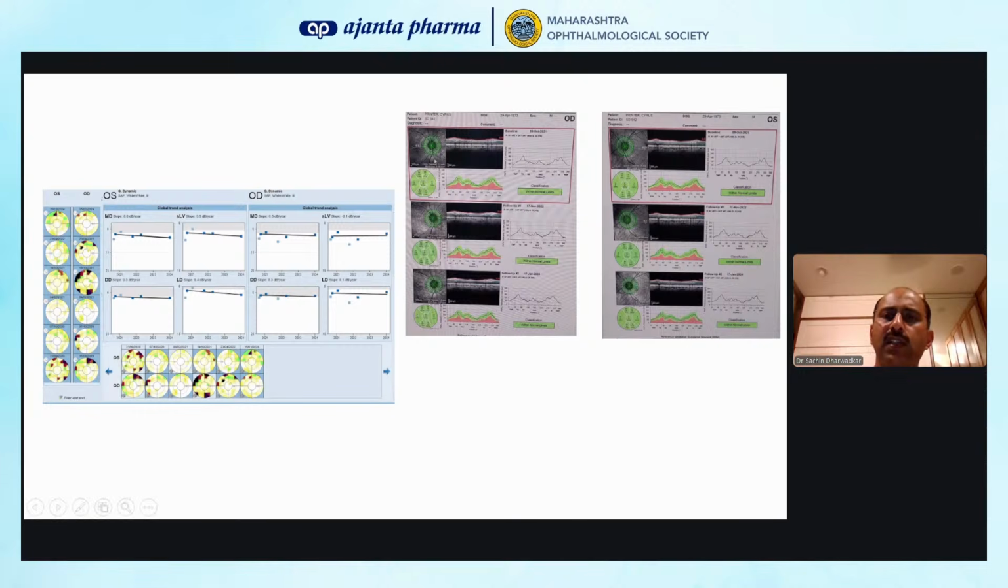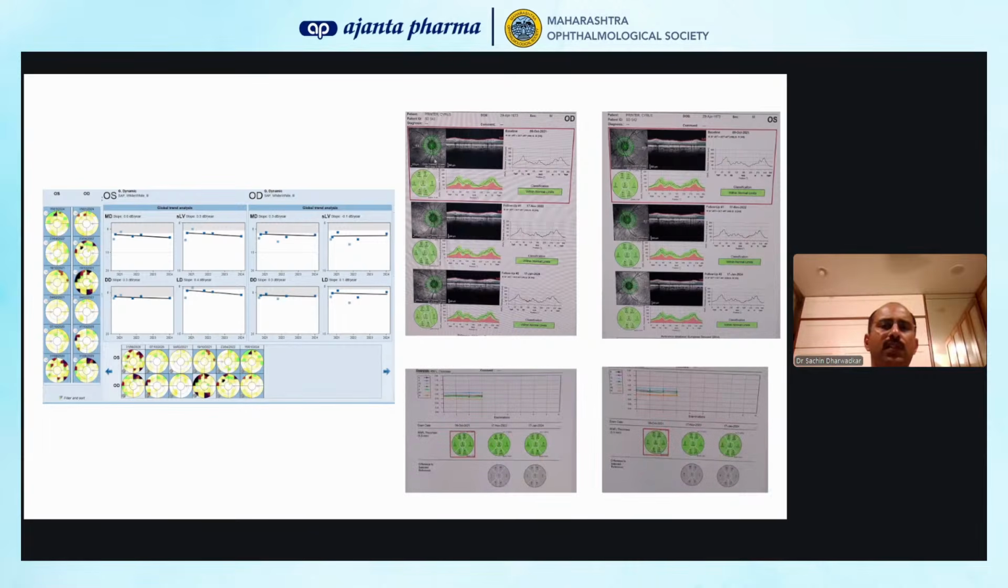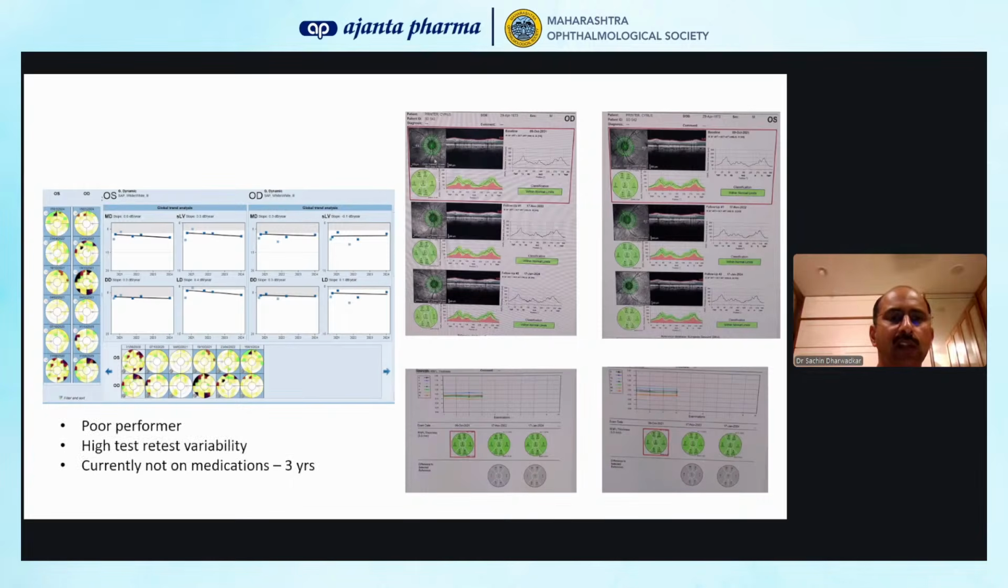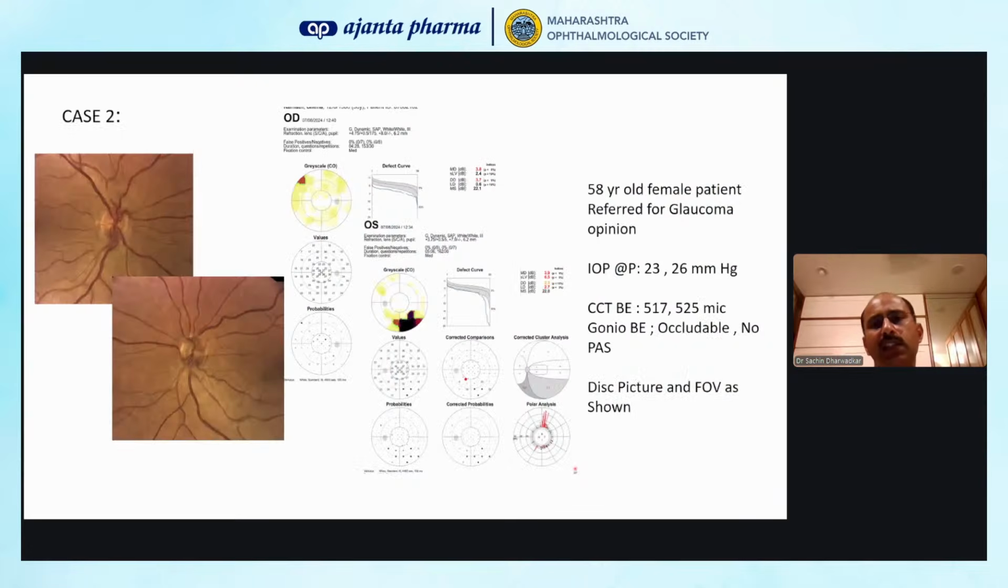So we can definitely put the patient off treatment if so desired. And here it tells you that the patient has been stable without treatment for so many years. So this is a very, very important aspect where OCT helps you in decision making, where patients do not do well in the perimetry test. Now this is another example.